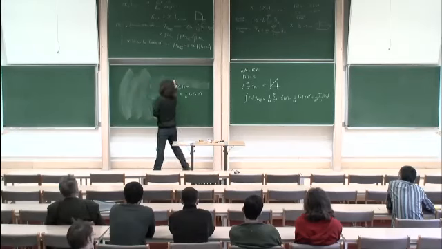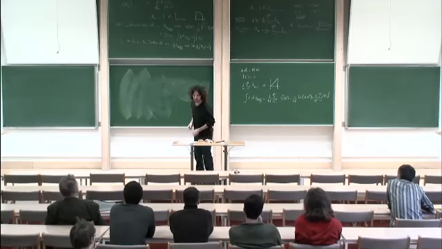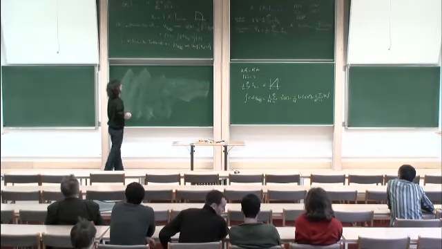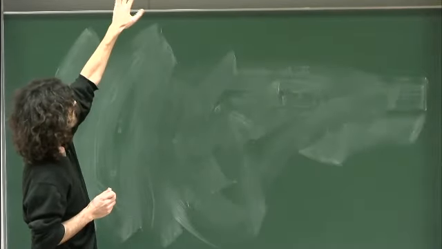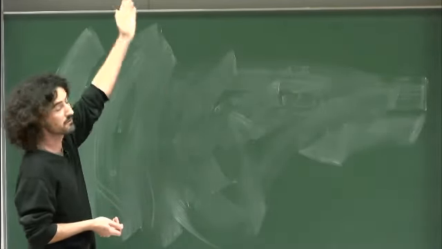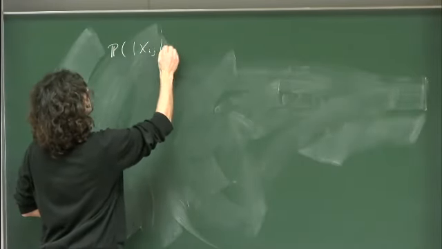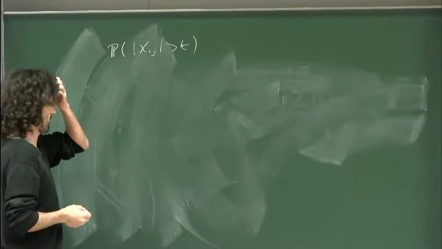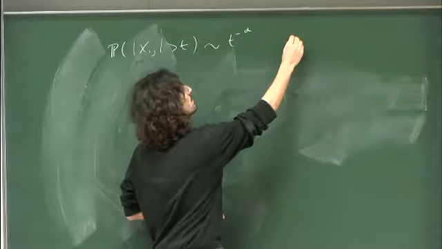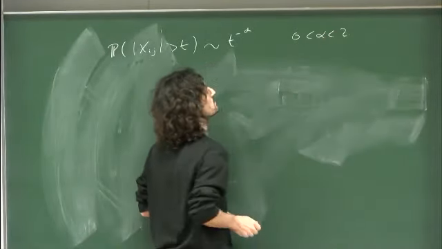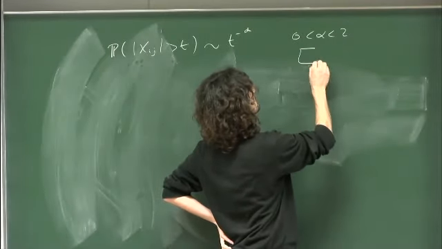Just to motivate the sequel, I will mention two results around this property. So for example, what happens when you relax this assumption that the variance is finite. Okay, so for example, what happens if the probability that your variable is larger than t is equivalent to t to the minus alpha, where alpha is a number between 0 and 2. So in this case, your variable has an infinite variance. Okay.